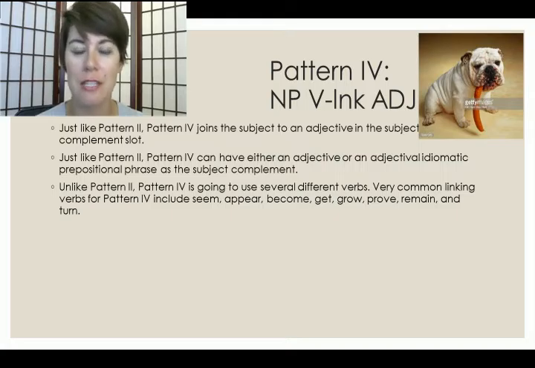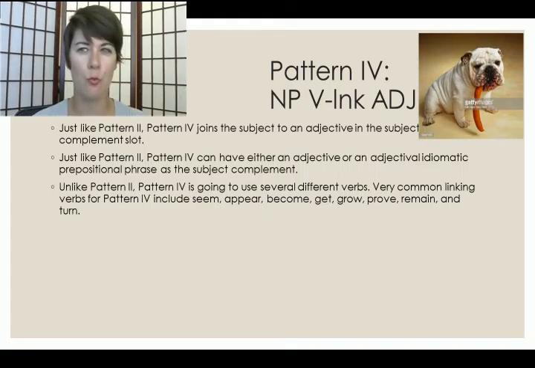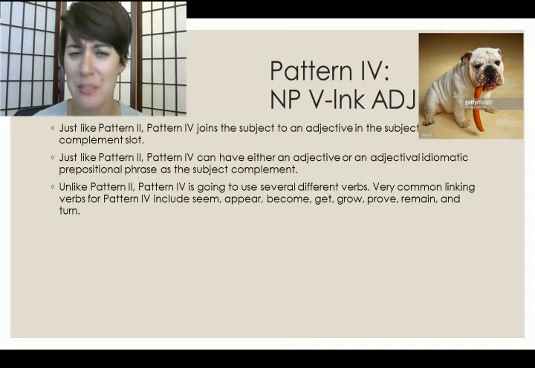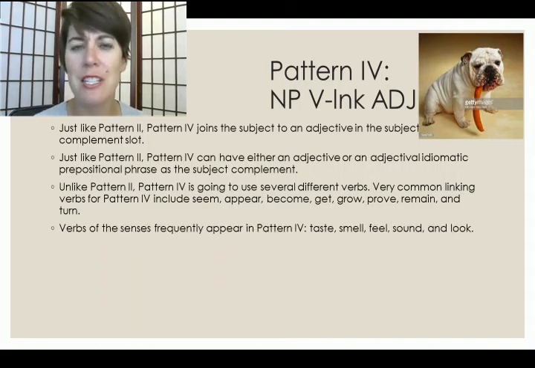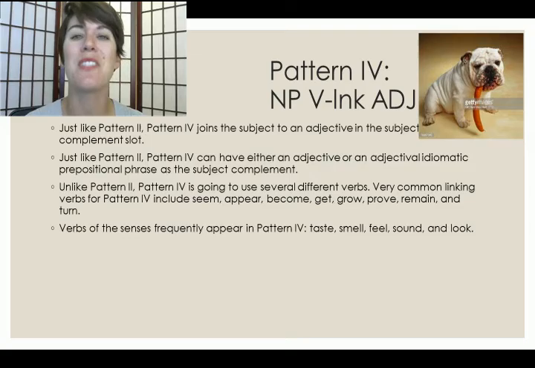But the major difference between 2 and 4 is that 4 has way more verbs available to it. Pattern 2 just uses be as its predicating verb. Pattern 4 uses linking verbs, and there are a variety of those, such as seem, appear, become, get, grow, prove, remain, and even turn. So if you see these verbs, you might think to yourself, I wonder if we are in linking verb land. You will also notice that verbs of the senses appear very frequently in pattern 4. Taste, smell, feel, sound, look. Verbs of the senses are great linking verb candidates.